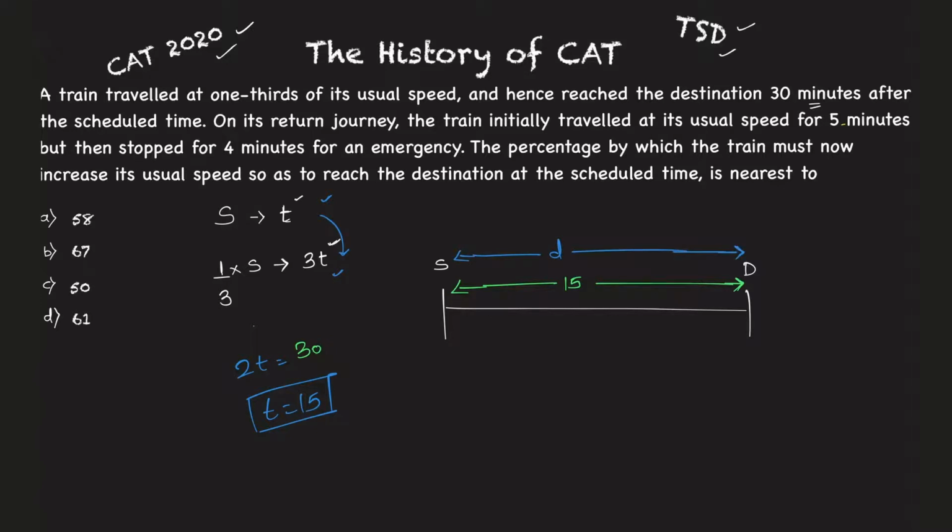Now what has happened? The speed has reduced by 1/3, so the time is 3t. So now the time required is 45 minutes just because the speed has become 1/3. That's what is being given here. So 30 minutes comes from this.